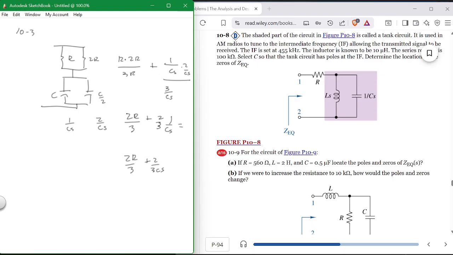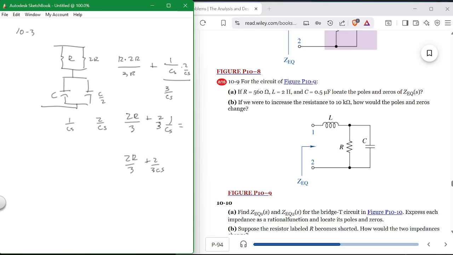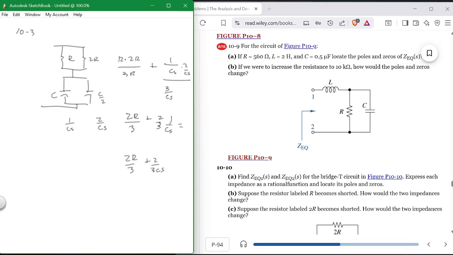I need real values. Okay, now for number 9. So here, what do you have? For the circuit, if R equals 560, L equals 2, and C equals 0.5 microfarad, locate the poles and zeros. I just basically want you to be able to write the Z for this. What would be the Z equivalent of this circuit right there of 9?